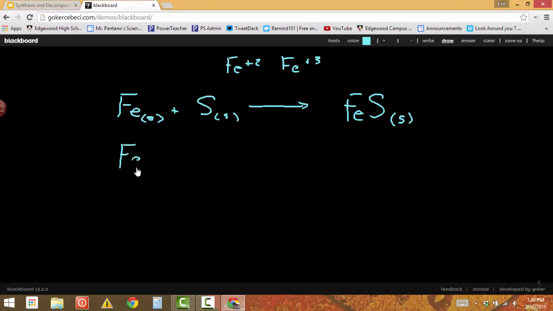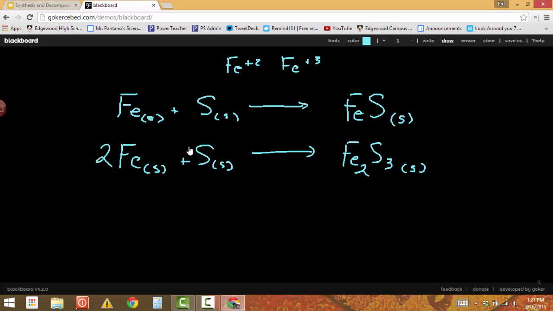However, you might also decide that you want to use the iron with the +3 charge. Fe with +3, S with -2 would be Fe2S3, also an ionic compound, also solid at room temperature. This one's not balanced. I have to actually balance it, so I'm going to need a 2 there and a 3 there to get that balanced. Either of these is correct, although technically this one is a little bit more correct because iron prefers to be the +3 charge, and so this one was more likely to form.